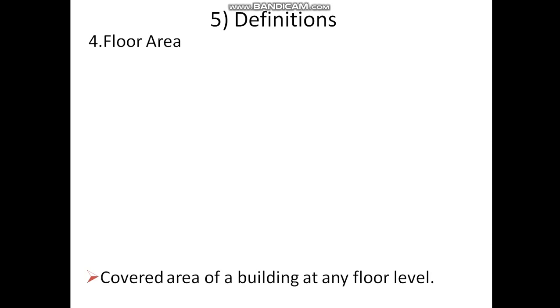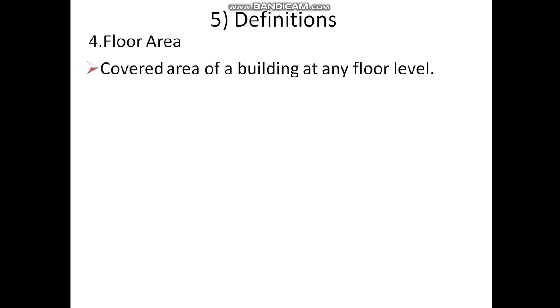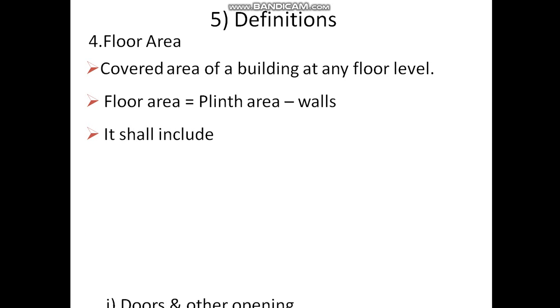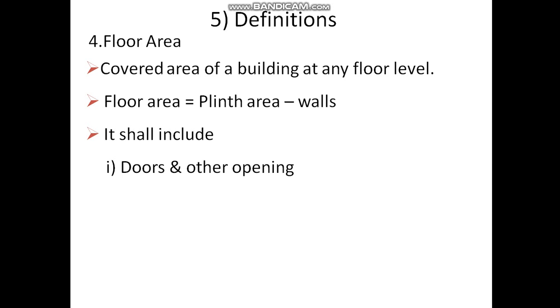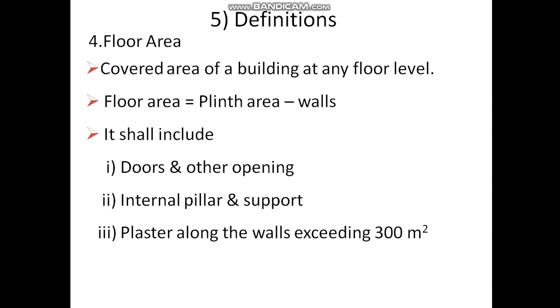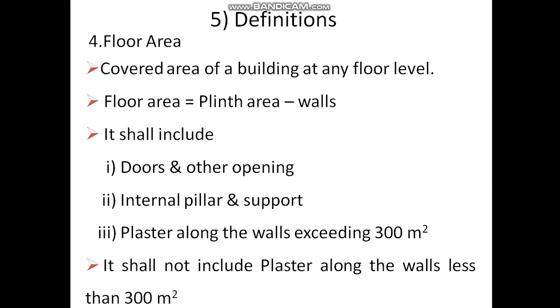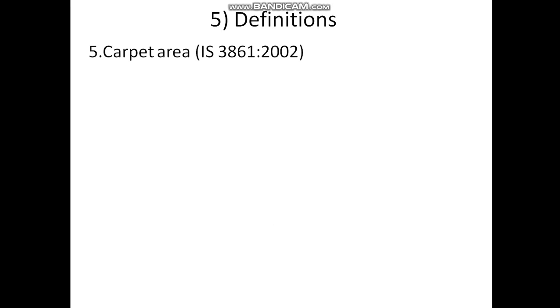Then next type of area is floor area. Floor area means simply we can say where we can lay floors. That means floor area will be equal to plinth area minus wall. It includes door and other openings, internal pillar and support, and plaster along the wall exceeding 300 meter square. It shall not include the plaster along the wall less than 300 meter square.